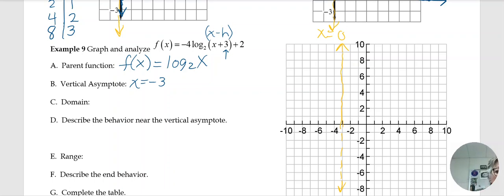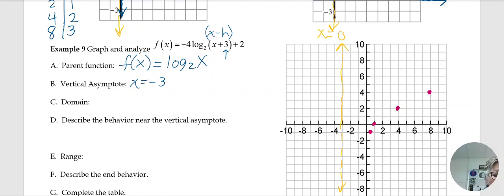Okay, and then what else is going on here? We're going to go left 3, k is plus 2, so we're going to shift. Let's put some parent function points in here. Log base 2 of x. Remember what we had here? This is our parent function, log base 2 of x. So I had 1/2, negative 1; 1, 0; 4, 2; and 8, 3. So there's my parent function.